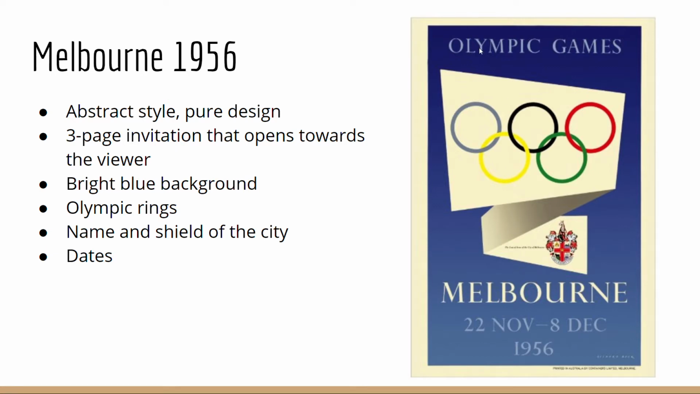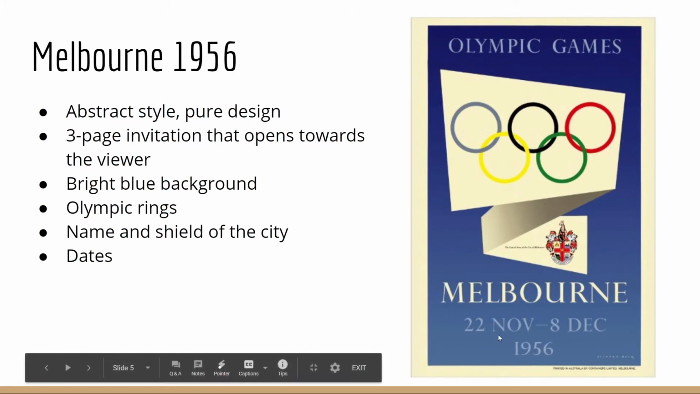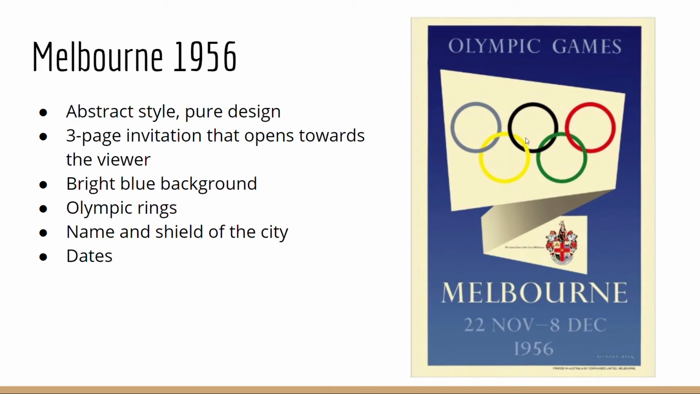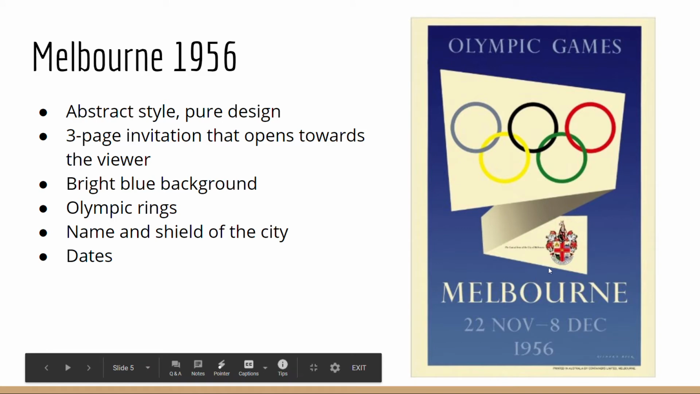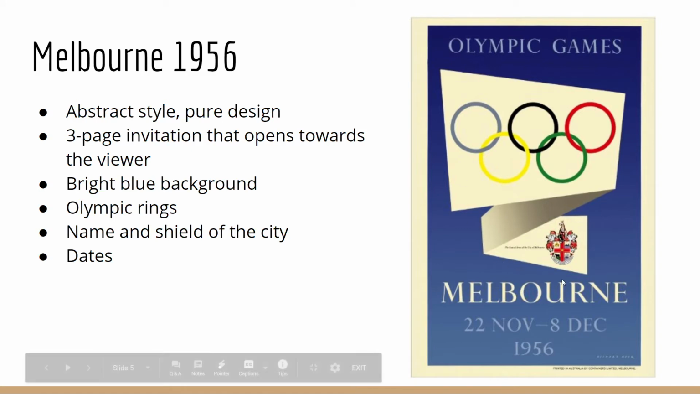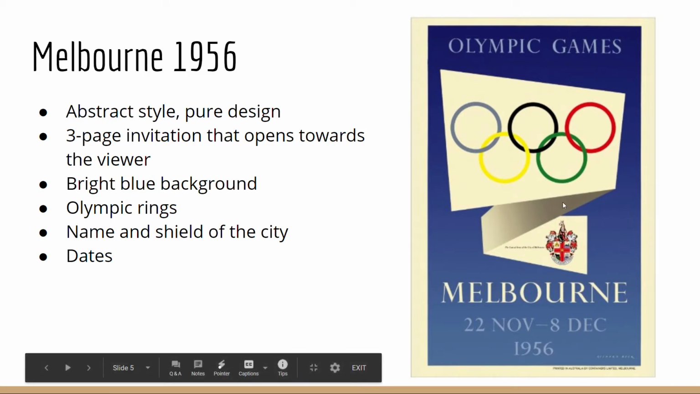But still, we have the name, Olympic Games. We have the year and date, the name of the city, and the rings that again represent the continents coming together. Okay, we have the shield of the city. This is the shield of Melbourne, and the name of the city. So these are some other things that you may want to include in your poster.